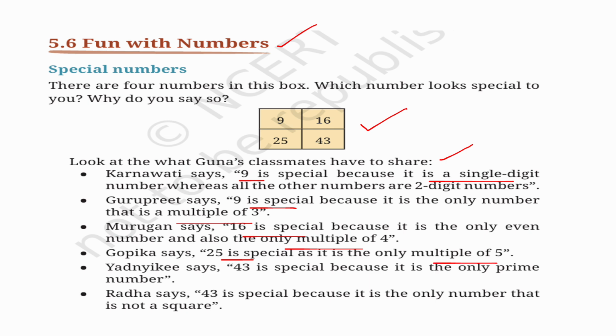Then Yetigi says 43 is special because it is the only prime number. Radha says 43 is special because it is the only number that is not a square. Because 9, 16 and 25 are squares. 3 square is 9, 4 square is 16, 5 square is 25.